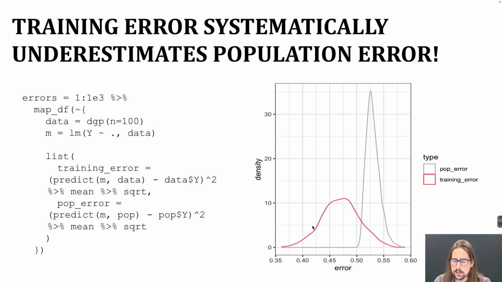And you see that the training error is very much underrepresenting the actual population error. So that's bad, right? My models, if I just look at the training error, I think I can predict a lot better than I actually can.